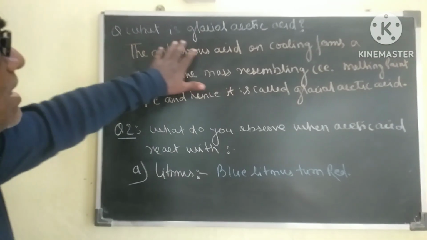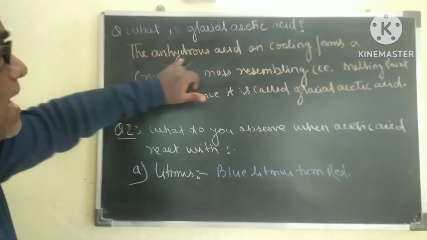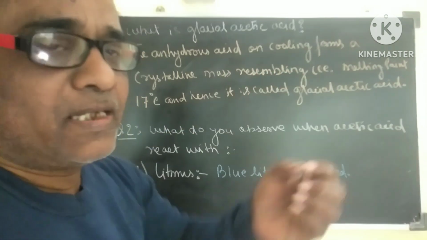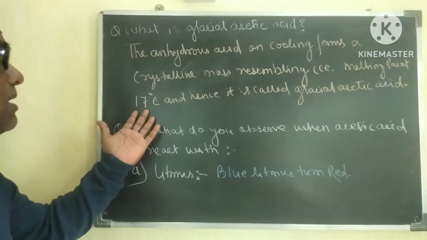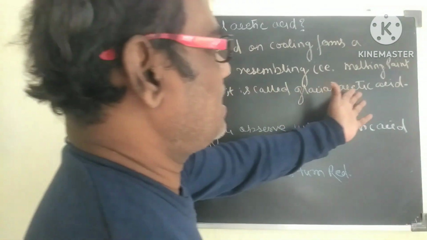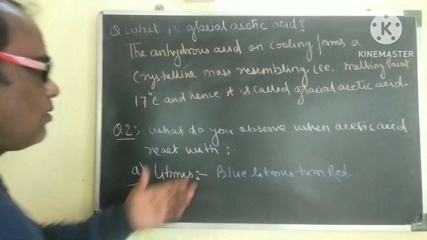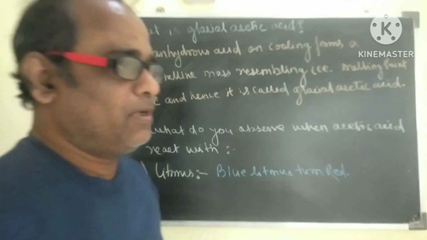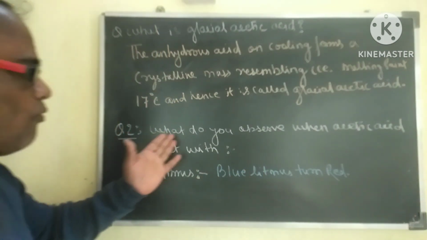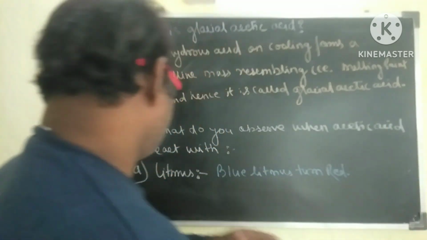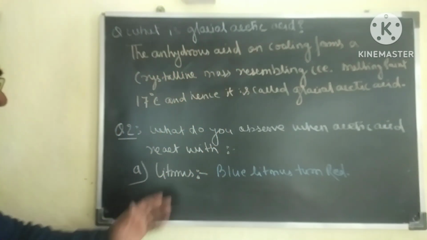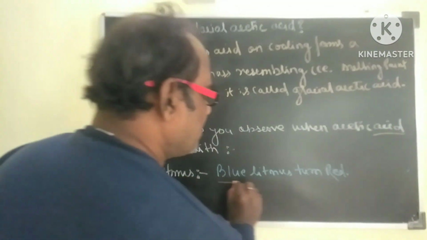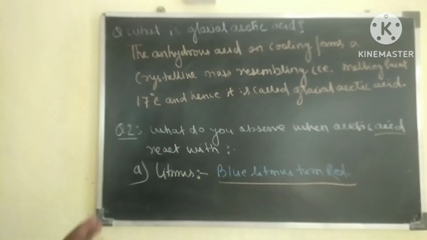Next question is, what is glacial acetic acid? The anhydrous acid on cooling forms a crystalline mass resembling ice whose melting point is 17 degrees Celsius. Hence it is called glacial acetic acid. Now the questions, whatever I am going to write down on the board, such type of questions often come in examination. Number one, what do you observe when acetic acid reacts with litmus? Since it is an acid, blue litmus turns red.